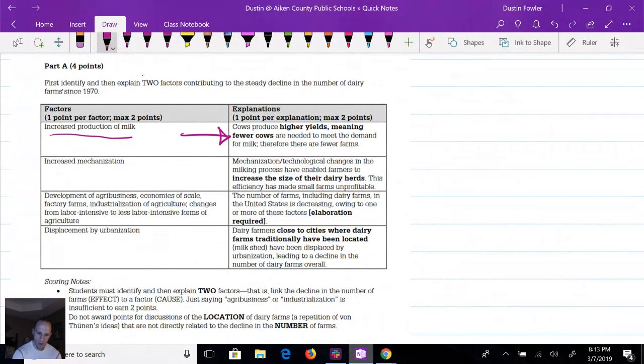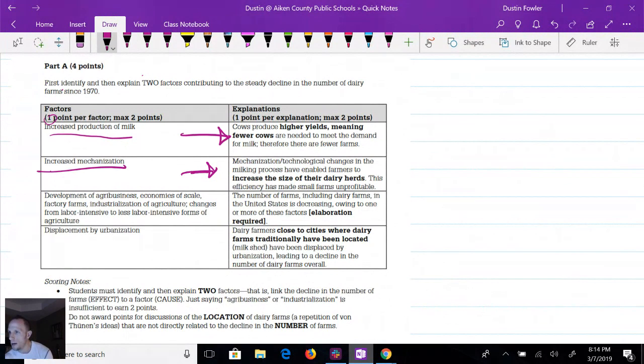So notice that you get 1 point, a max of 2, because they're looking for 2 identifications. So if I said increase in milk production and also increase in mechanization, that's 2 points for the ID. Now, can I get those points without having the explanation? Yes. Now it also would depend on what the rubric says. In this case, yeah, you can get a point for the ID without the explanation.